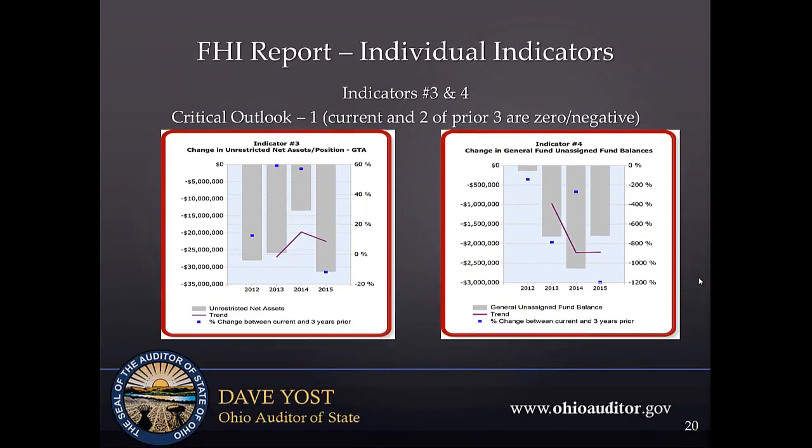For the critical outlook, we have 2 ways to present this. The first is if the current and 2 of the 3 prior years are 0 or negative. As you can see on the chart, all of the numbers, all of the bars are showing a negative amount, and it's for all years.